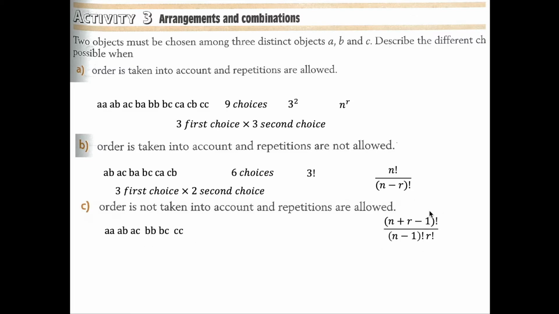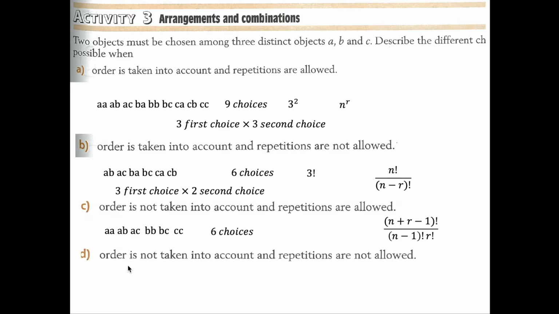You remember that awful formula? Let's see if it works for this. If our n is 3 and our r is 2, that gives us 3 plus 2, take away 1. 5 take away 1 is 4, 4 factorial, which is 24. Divided by n minus 1, so that's 3 take away 1 is 2, 2 factorial, and also divided by r factorial, which is 2 factorial. We have 24 divided by 2 times 2. 2 times 2 is 4. 24 divided by 4 is 6. We have 6. There's 6 choices.